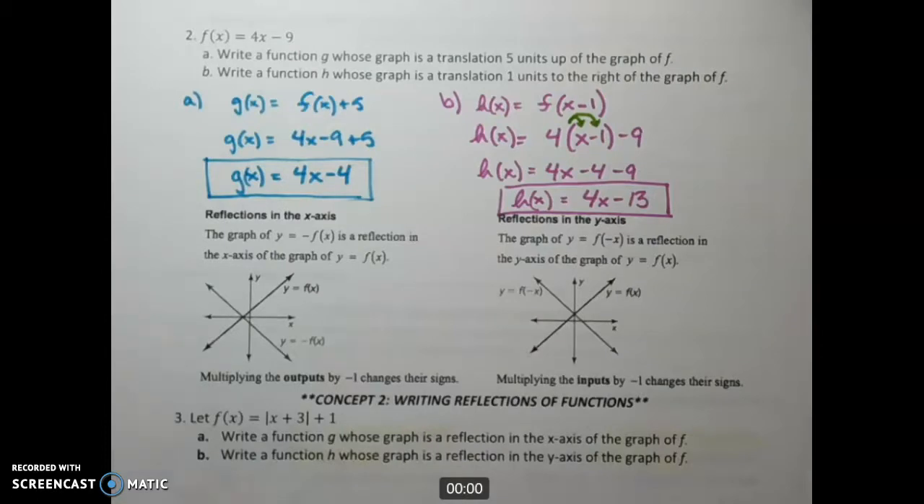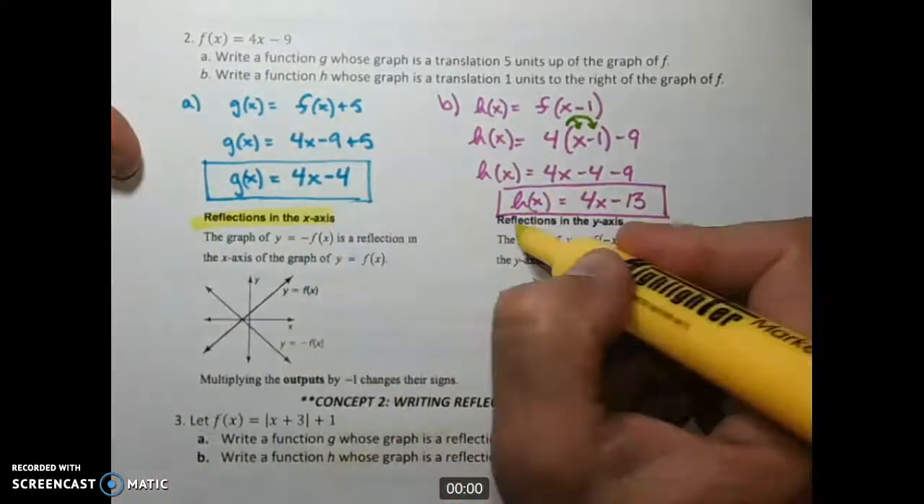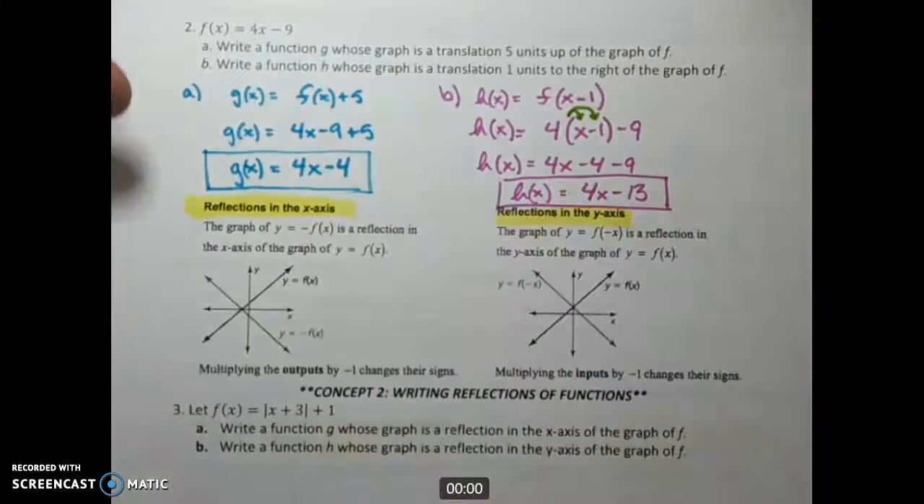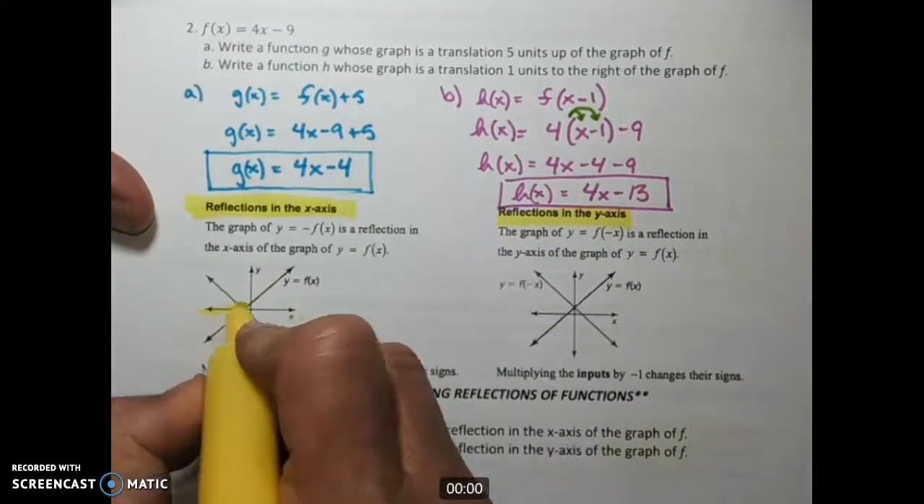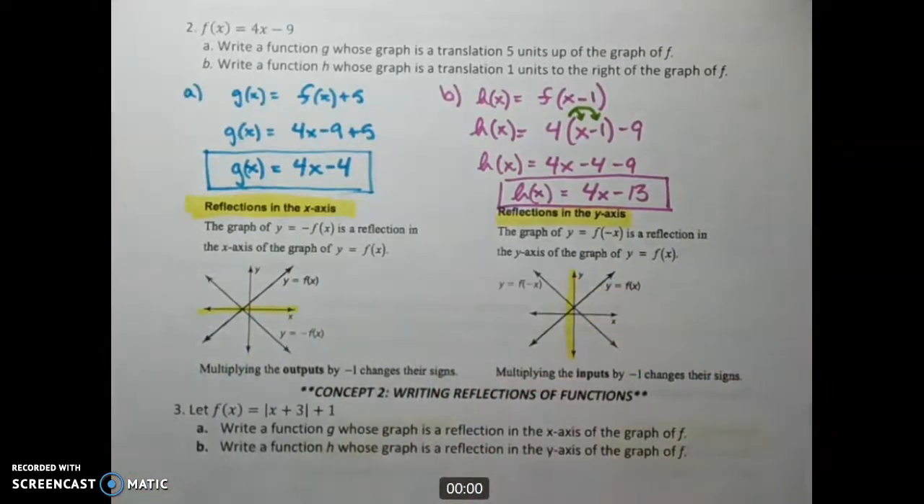Okay, the second transformation we were talking about is reflection. And reflection in the x-axis and reflection in the y-axis. I'm going to just go ahead and highlight the x-axis here and the y-axis here. Reflection means we're really just mirroring over that line, or reflecting on that line.